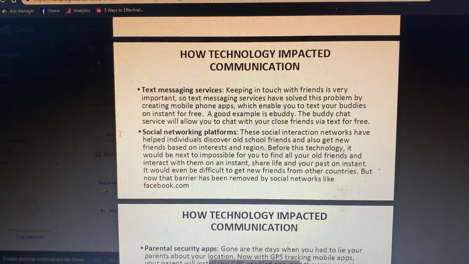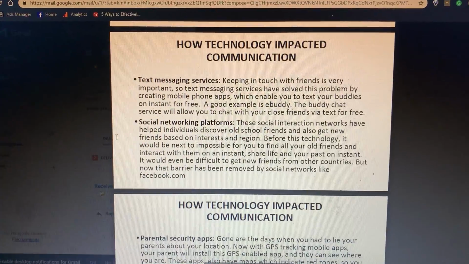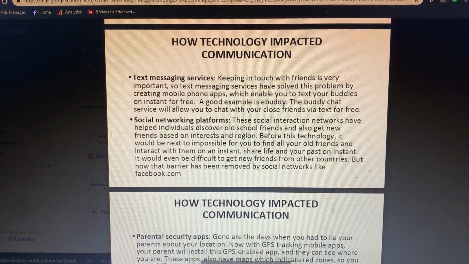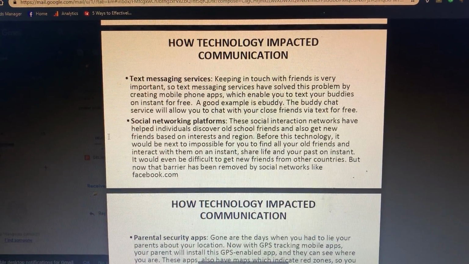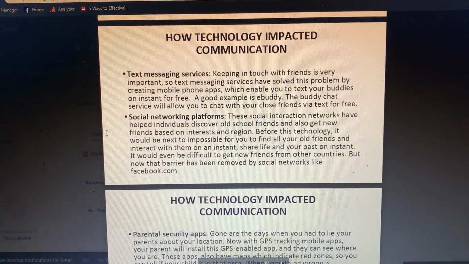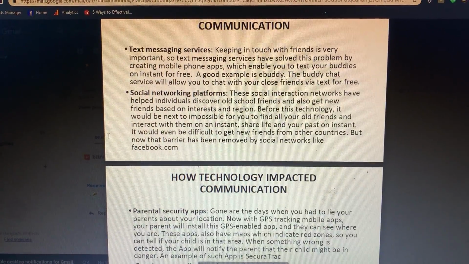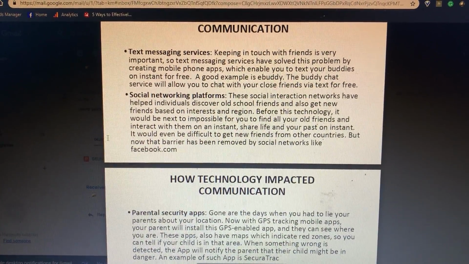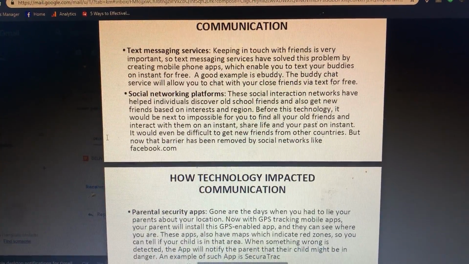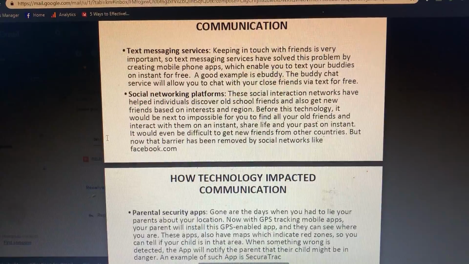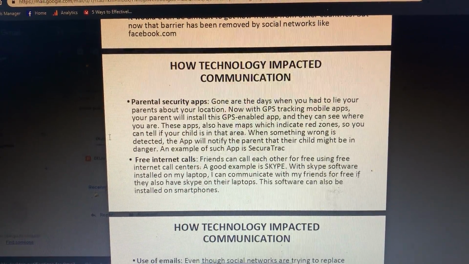How technology impacted communication through text messaging services: keeping in touch with friends is very important. So text messaging services solve this problem by creating mobile phone apps that could do it, for example, iMessage. We have social networking platforms. These social networks have helped individuals discover old school friends and also get new ones, such as Facebook.